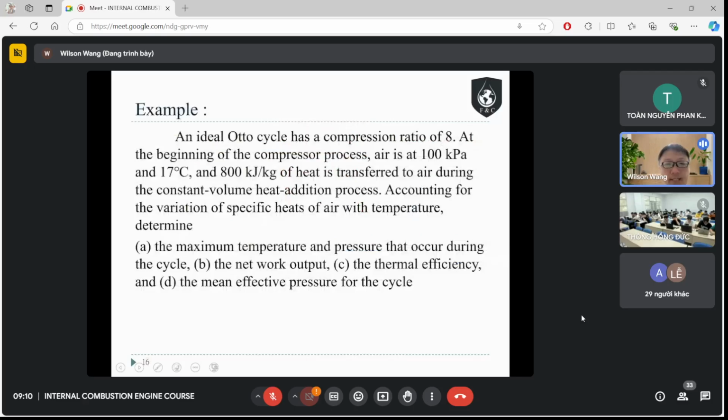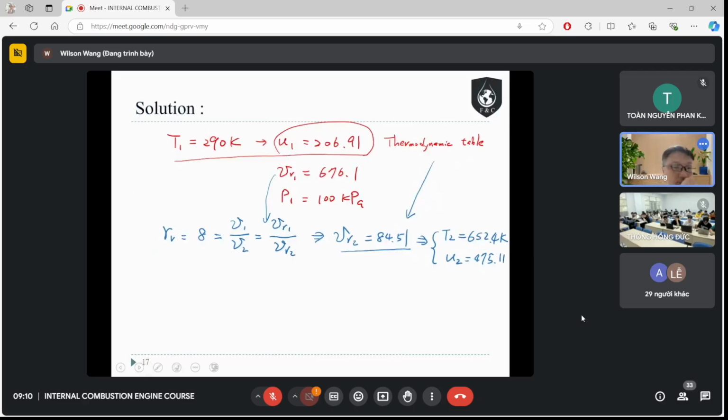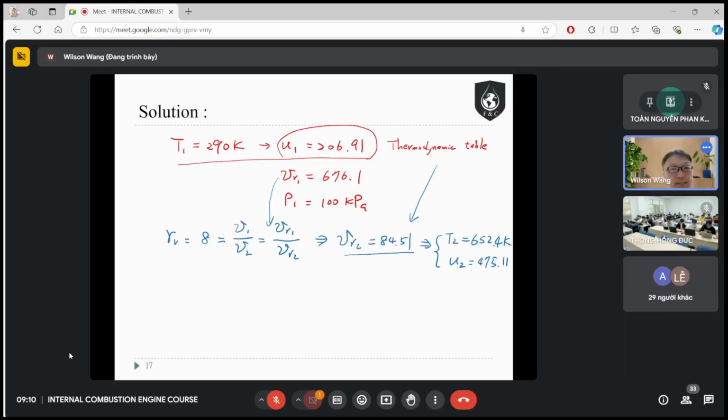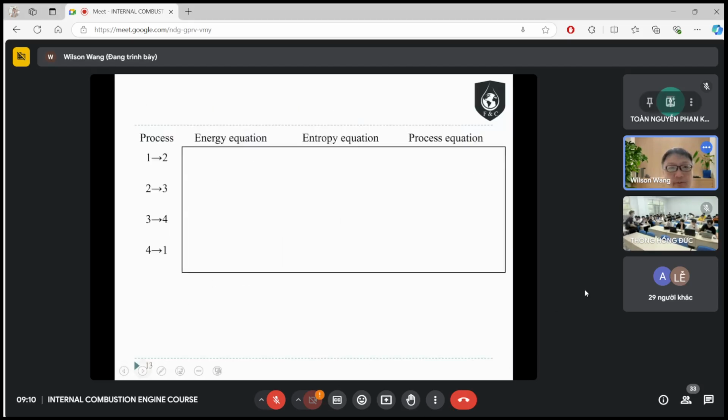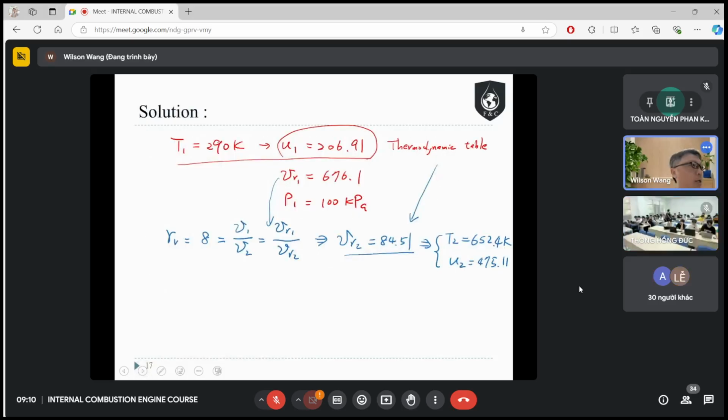And it's asking the maximum pressure. So the maximum pressure we know is the pressure of second stage, right? Because if you look at the PV, do we have a PV diagram? So we don't have that. So when you compress, when the Otto cycle compresses to the top dead center, the pressure goes to P2.